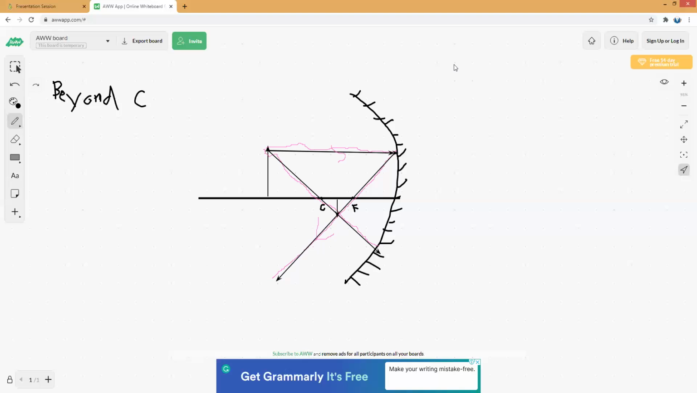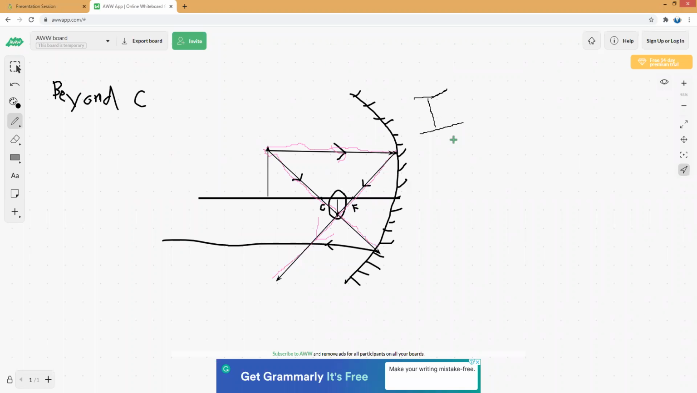Okay, yeah, that's good. Yes, correct. Now, what is the nature of the image? Can you tell? Is it inverted? See, this is your image. I'll remind you, it's the nature. Inverted, correct.